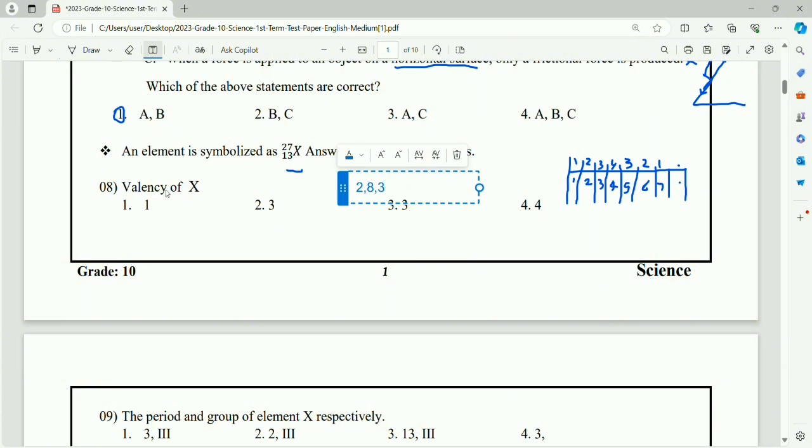Then we can find out how many electrons are in the last orbit: 3. So if the last orbit has 3, it will come here, group 3. And what is the valence for group 3? Valence is 3. So here valence is 3.